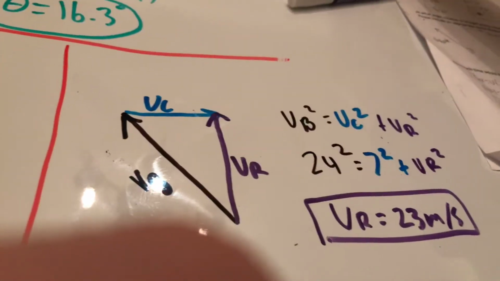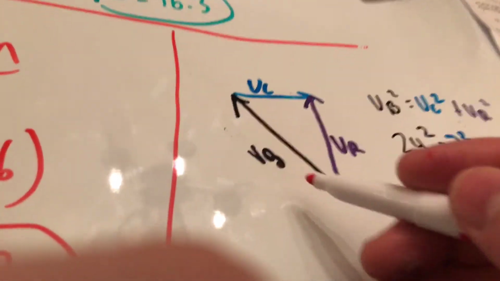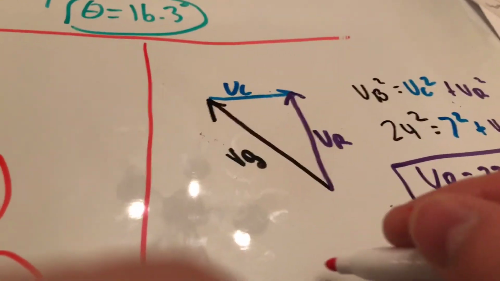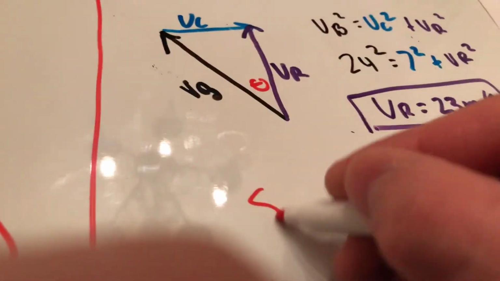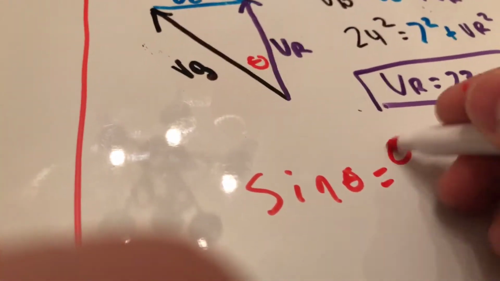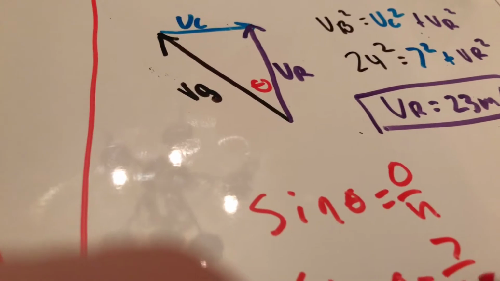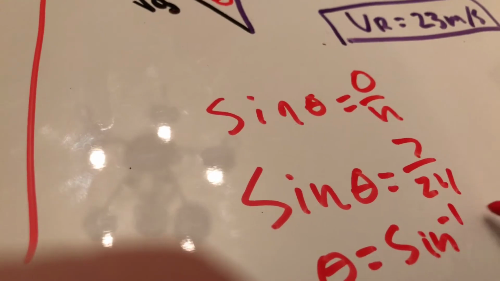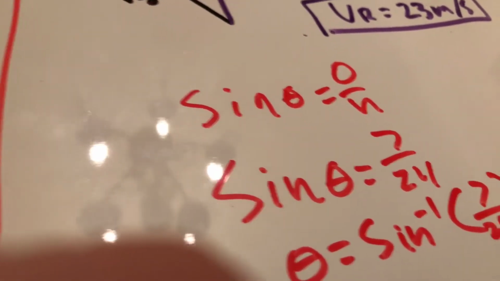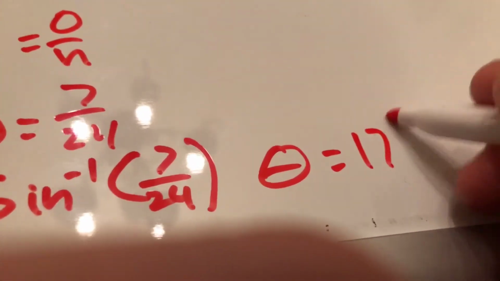So I also have to find the angle. Two sides that I know are the velocity of the boat and the velocity of the current once again, and theta would be right there. I know the opposite side and the hypotenuse, so sine theta is equal to O over H, which is 7 over 24. Theta is the sine inverse of 7 over 24, and theta is equal to 17 degrees. So there are my two answers.